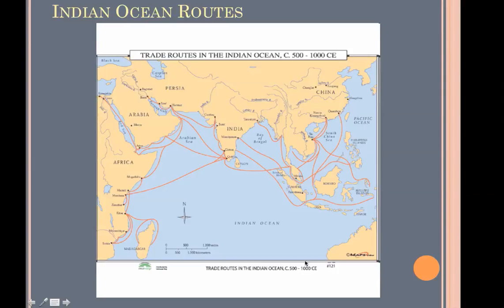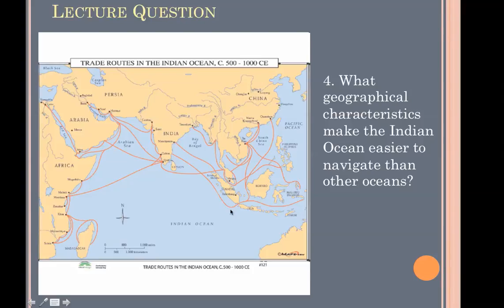And it began incredibly early, by about the year 500. There were broad interconnections across this ocean. And we don't see that across the Atlantic Ocean. We don't see that across the Pacific Ocean. So that's my next question. What geographical characteristics of this ocean make it easier to navigate than other oceans?